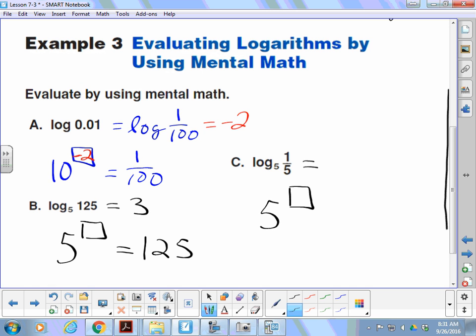So 5, here we go. We have that fraction again. Since 5 to the first power is 5, 5 to the negative first power would be 1/5. So just remember that whenever one of those two is a fraction, your exponent is always going to be negative, or in this case, the logarithm is always going to be negative.